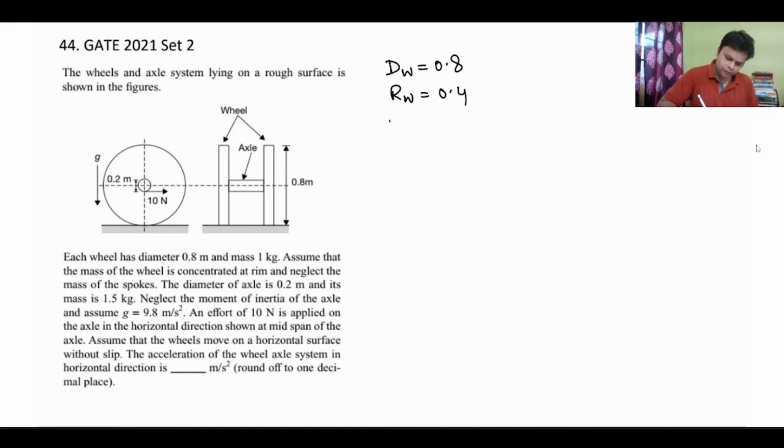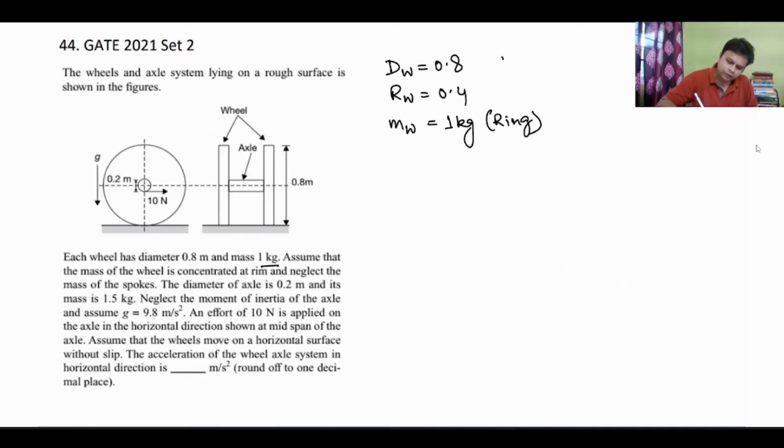Mass of wheel is equal to 1 kg. Assume that the mass of the wheel is concentrated in a ring. So I have to assume this as a ring. If the mass of the wheel is concentrated in a rim, it means it is kind of a ring. So basically, my moment of inertia formula will become easy, MR square.